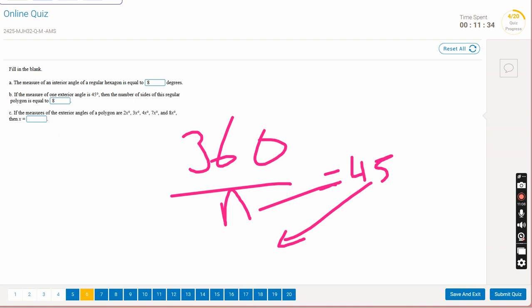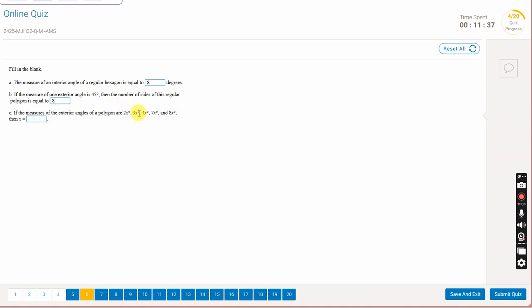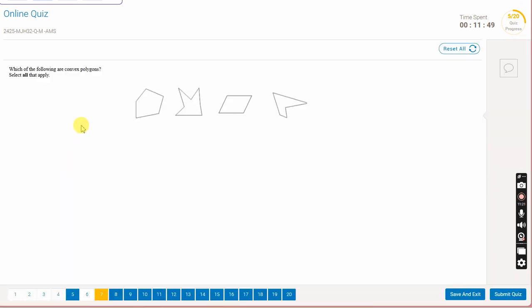The next one, what are you going to do? You're going to add all of these sides. So 2 plus 3x plus 4x plus 7x plus 8x equals 360. You get x as 15. Okay, you add all of them, and you divide that by 360.